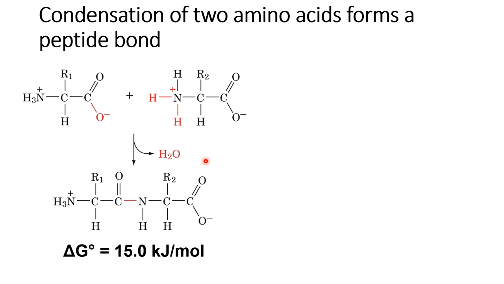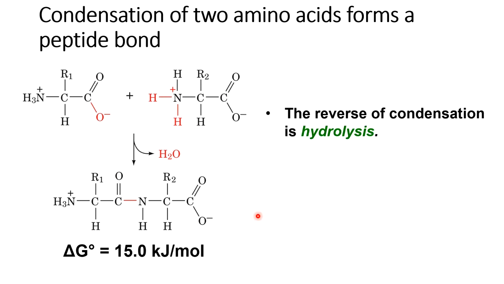talked about condensation of two amino acids forming a peptide bond. Remember, this is amino acid 1, this is amino acid 2. You lose a molecule of water and you form the peptide bond. And remember, the delta G for this is positive, so this is energetically unfavorable. The reverse reaction, where the peptide bond is broken, is called hydrolysis. So the reverse of condensation is hydrolysis, as shown here.